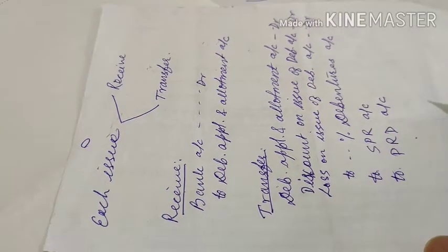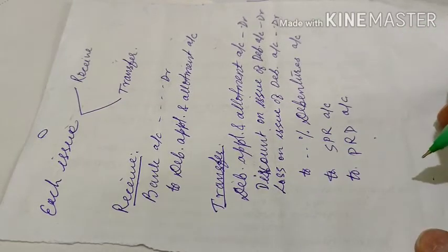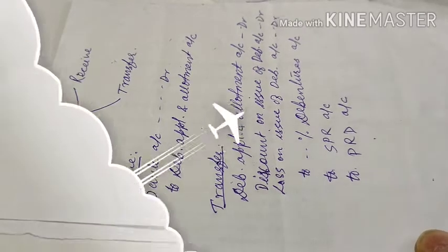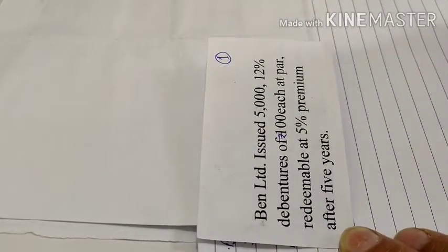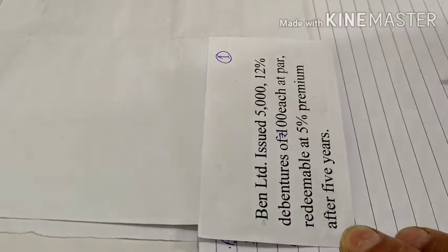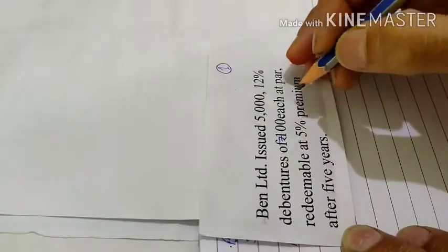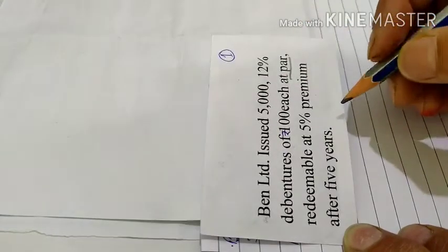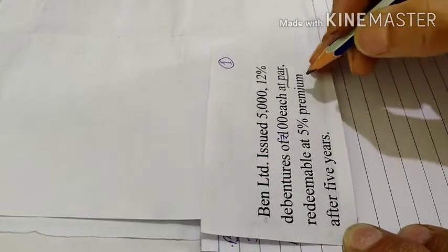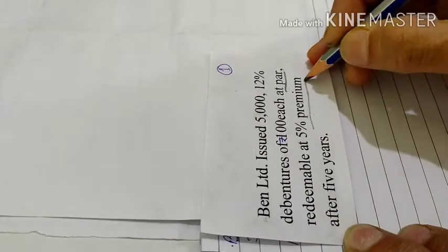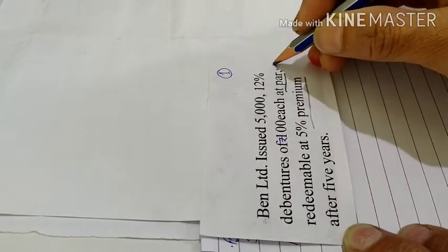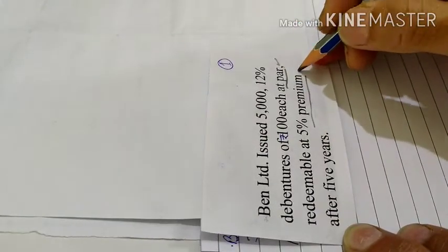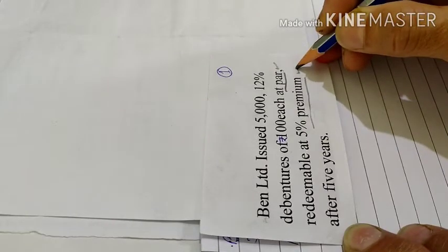Now, I'll show you how to pass the journal entries, taking some examples or questions. Be ready. The first question: Ben Limited issued 5,000 12% debentures of rupees 100 each at par, redeemable at 5% premium after 5 years. So this is the issue price and this is redeemable at 5% premium.